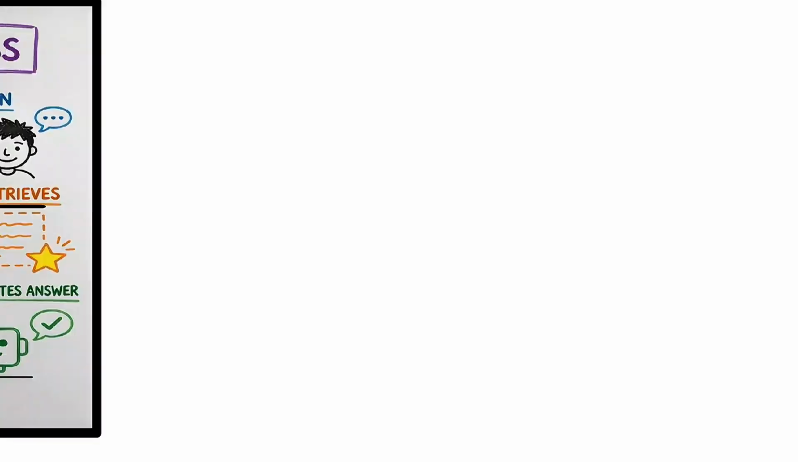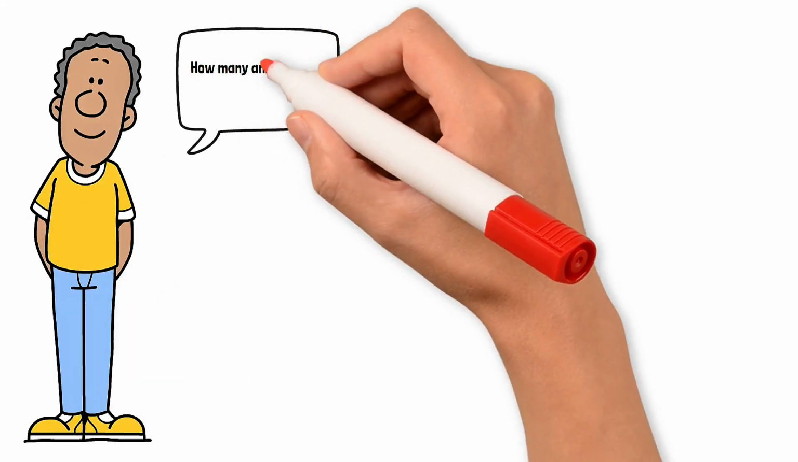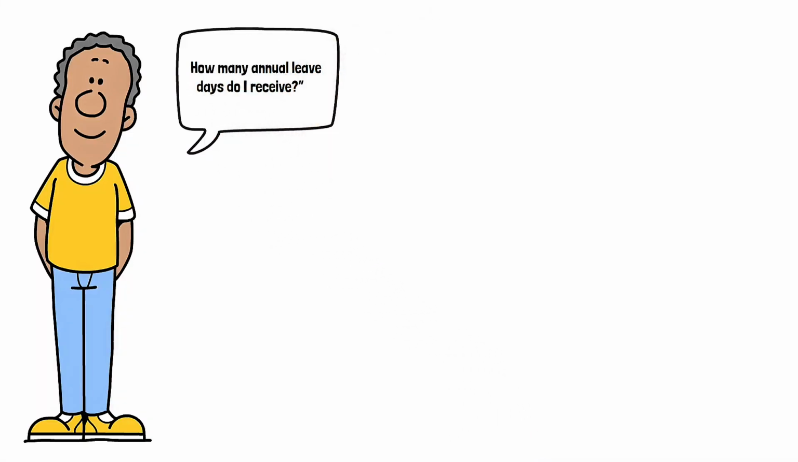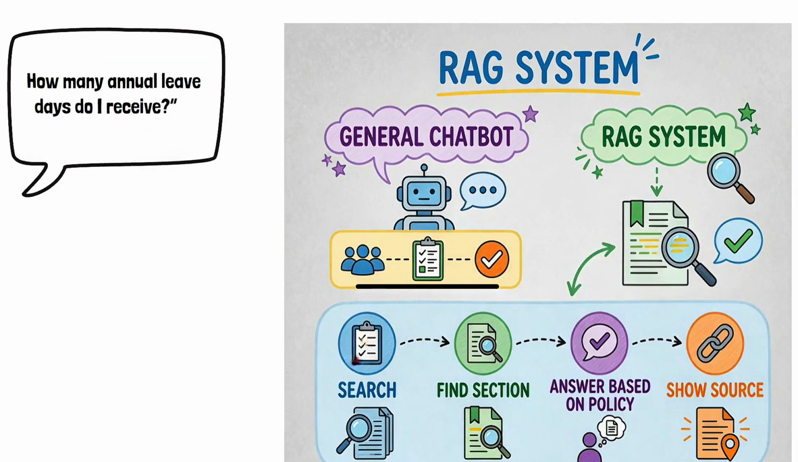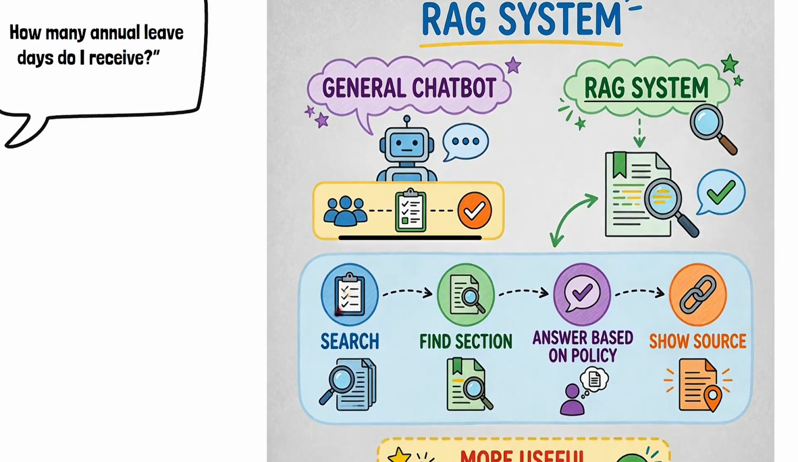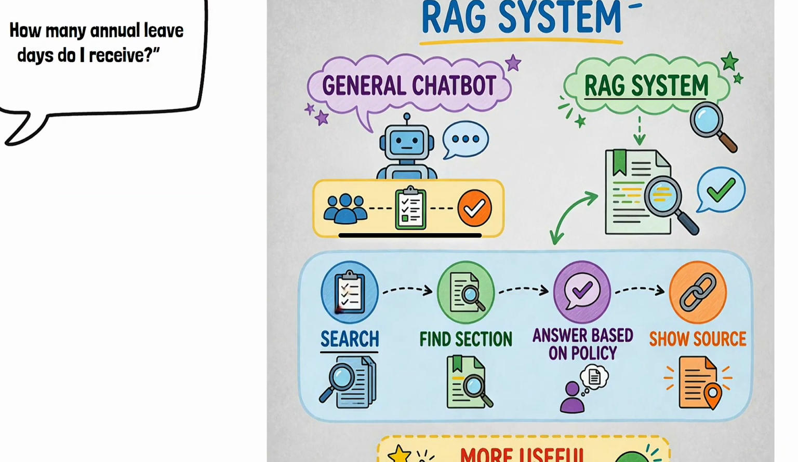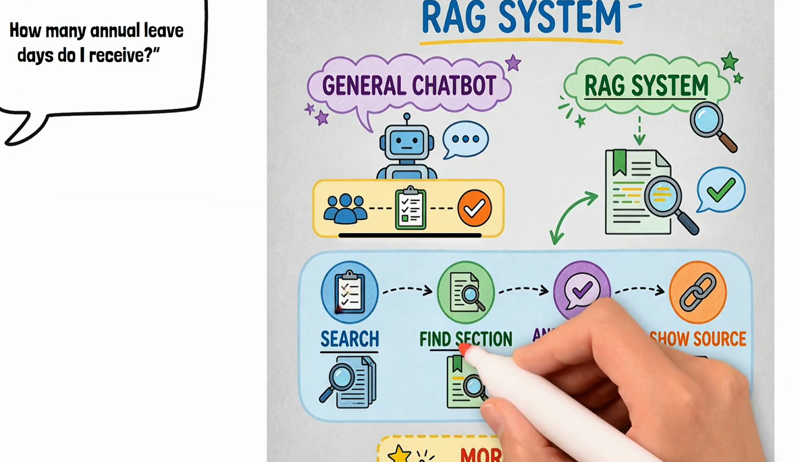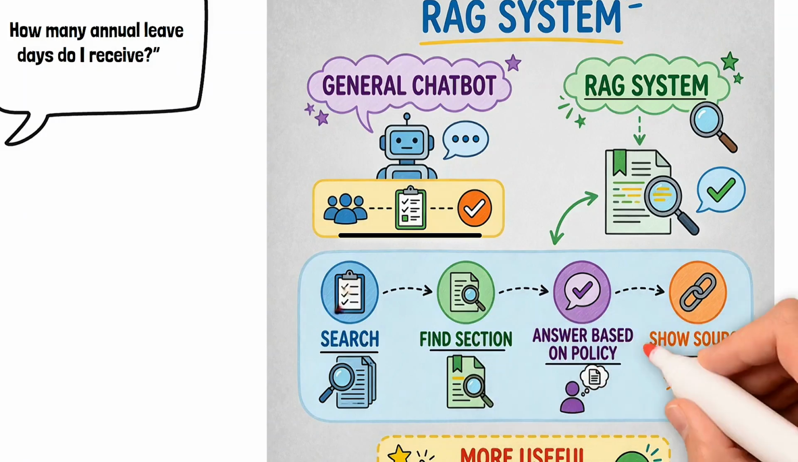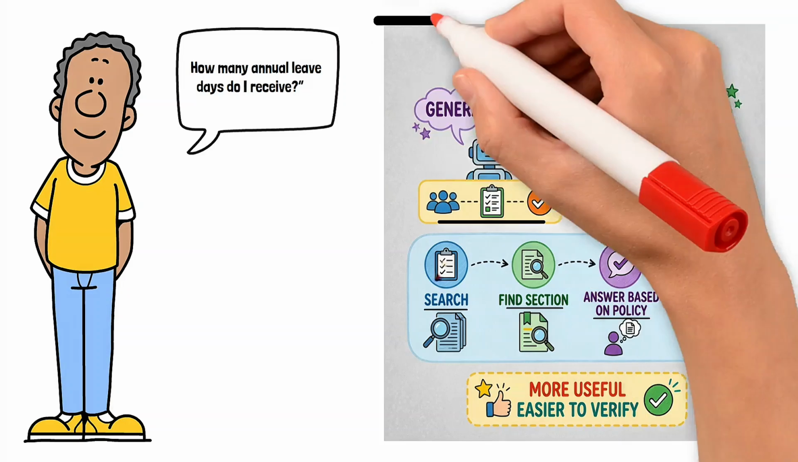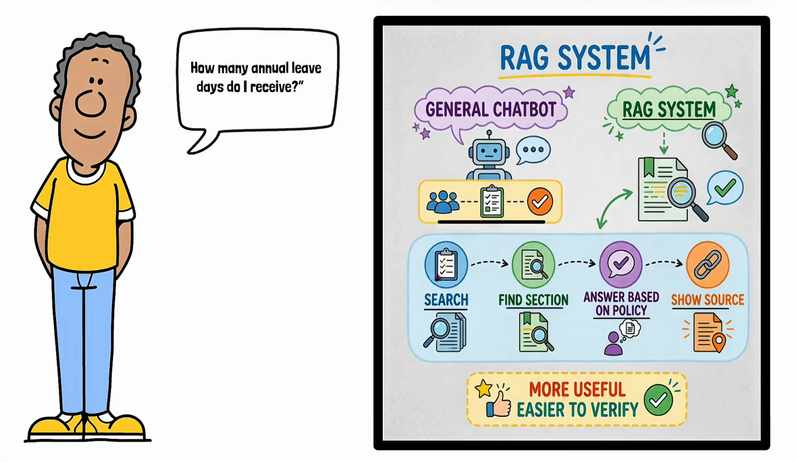For example, imagine an employee asks, "How many annual leave days do I receive?" A general chatbot may give a generic answer based on common employment practices, but a RAG system can search the company's actual HR policy, find the correct section, and answer based on that document. It may even show where the information came from. That makes the response more useful and easier to verify.